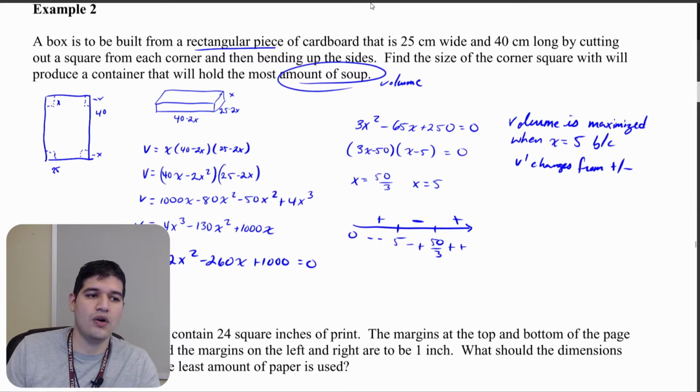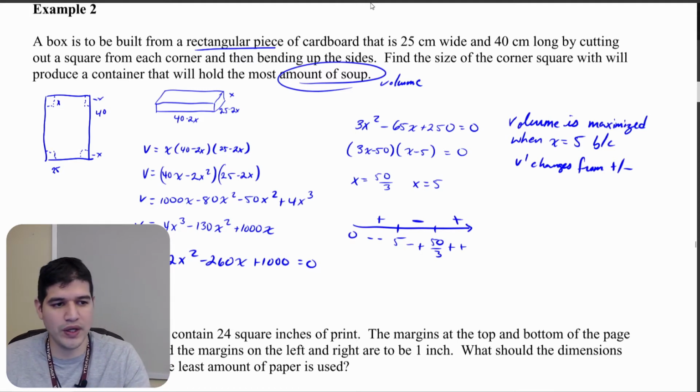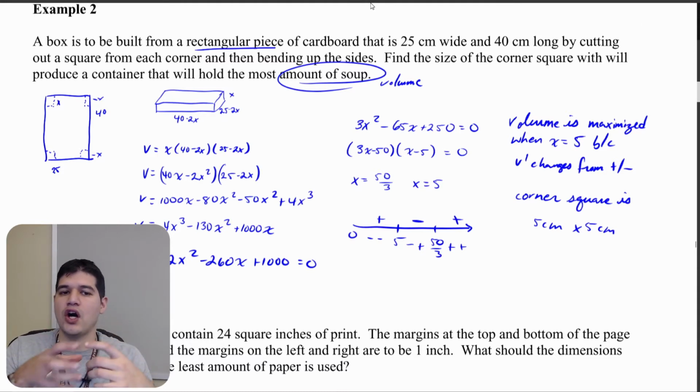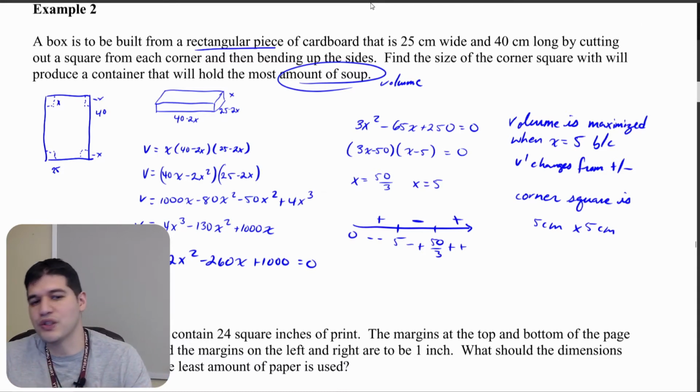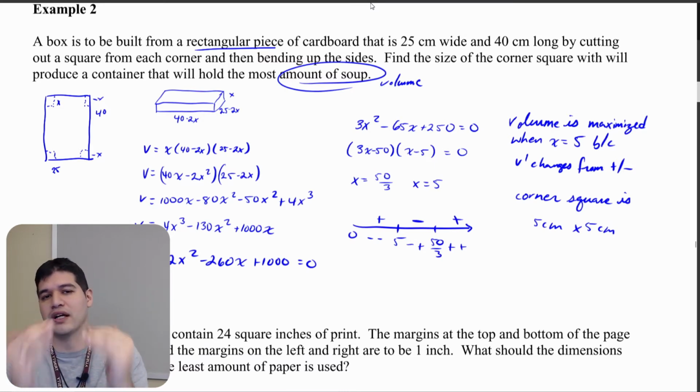Okay, so now we need to say, all right, what is the size of the corner square? The corner square that we're going to cut out, measured in centimeters, is 5 centimeters by 5 centimeters. That's what we need to cut out of that cardboard to get the maximum amount of soup. So we're a soup manufacturer and we are trying to maximize the amount of soup that we can put in a box and limit the amount of waste that we're producing. We're going to cut out this size of a square from the box so that we can maximize our profits and maximize the happiness of our customers.